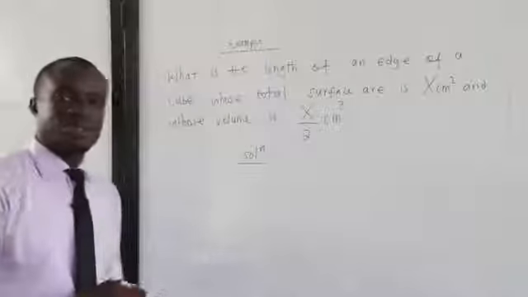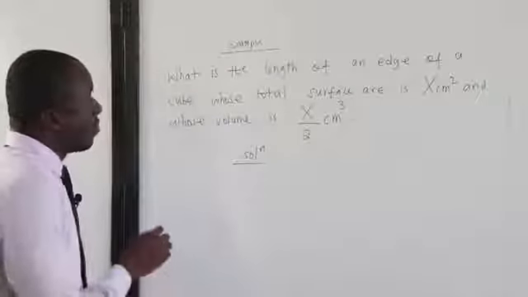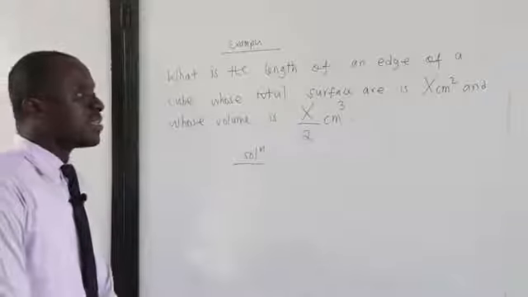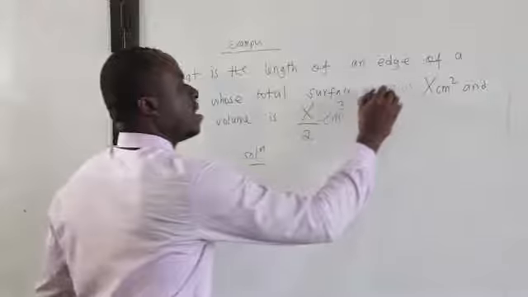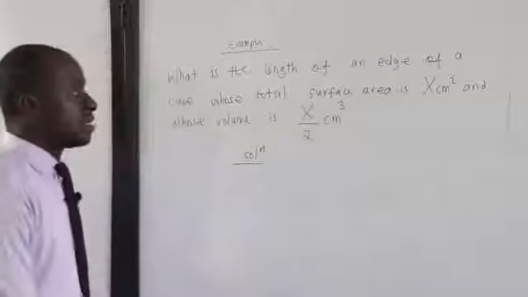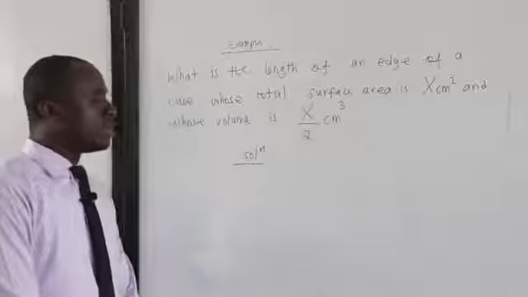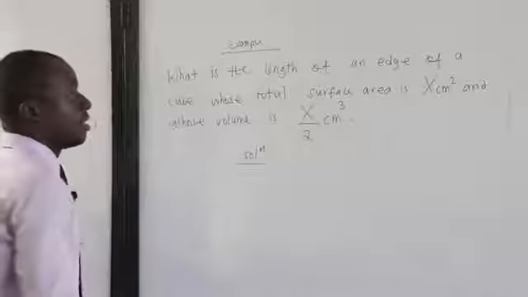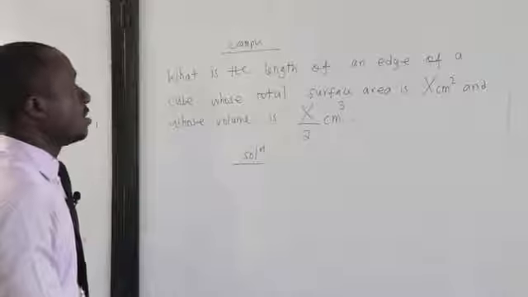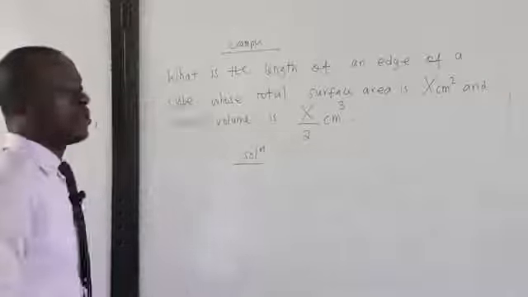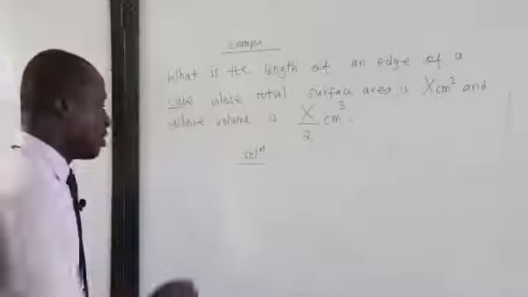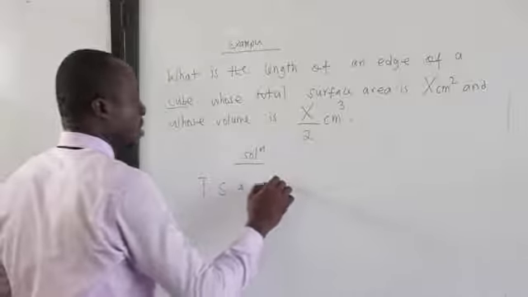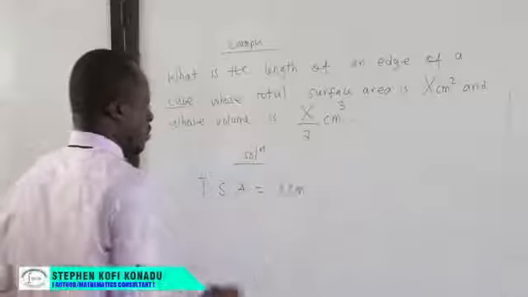Now this is a past question, but this objective says: what is the length of an edge of a cube whose total surface area is x centimeters square and whose volume is x over 2 centimeters cube. Now this says of a cube. We've been given the total surface area of a cube, and that is x centimeter square.